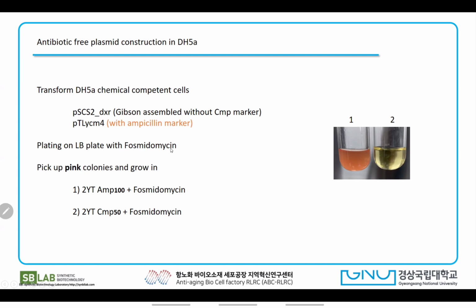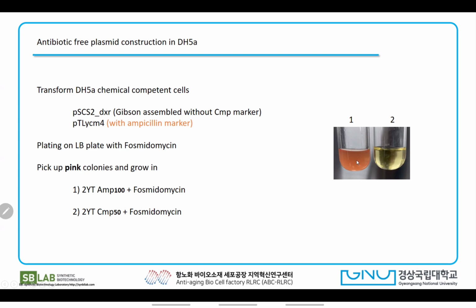After that, we picked up the pink colonies and grew them on 2YT ampicillin with phosmidomycin and 2YT chloramphenicol with phosmidomycin. Each colony was grown in two different types of media. In 2YT ampicillin, our organism must be able to grow because of the ampicillin marker in LYCM4. But in 2YT chloramphenicol with phosmidomycin, it should not be able to grow, since we have removed the chloramphenicol marker from PSCS2.